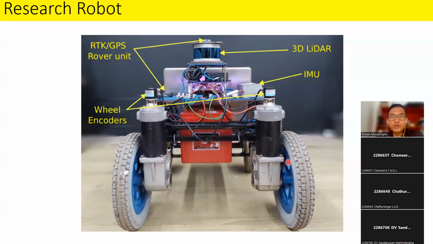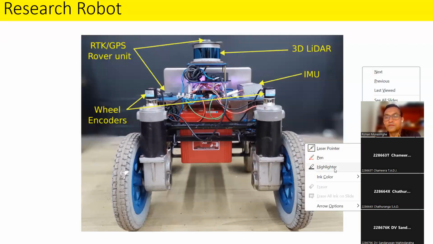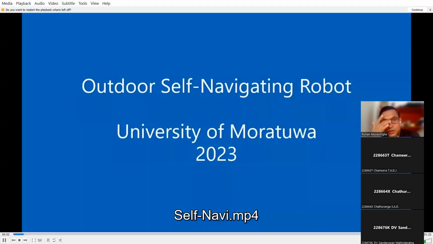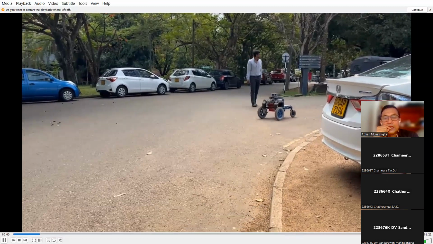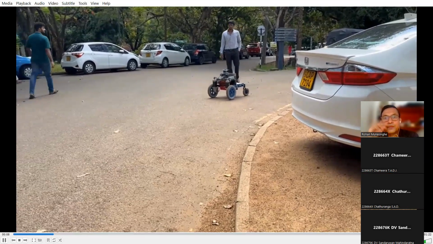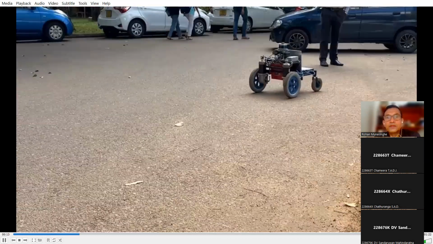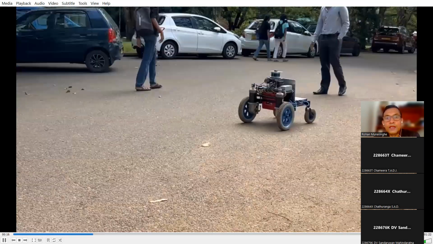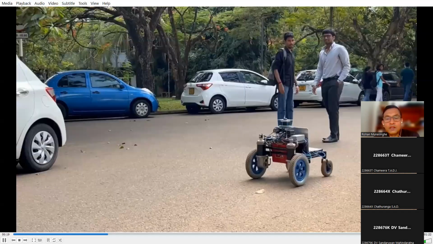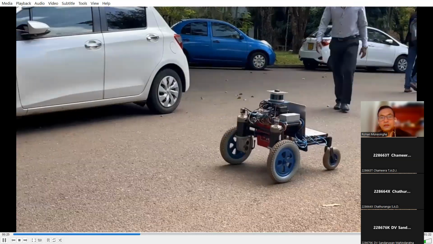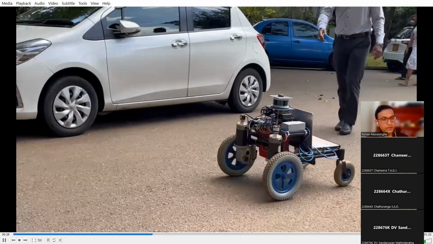All right, so let me show you this little video of how it is in action, right? So outdoor self navigation. You can see the robot coming from the right hand side of the ENTC building. It's navigating itself. It has been given the destination to go, and it is following a path to the destination. So the destination is in front of the building.